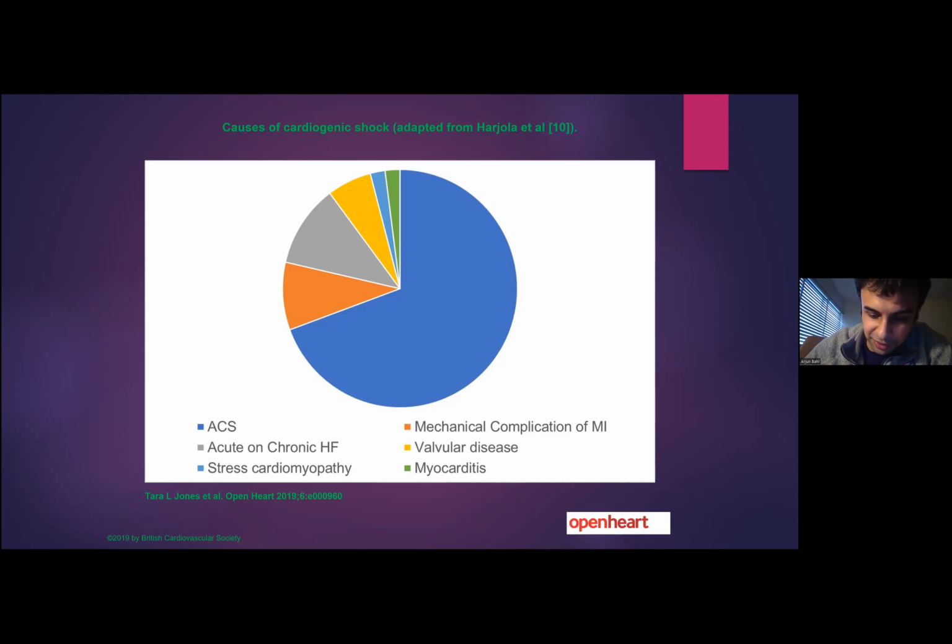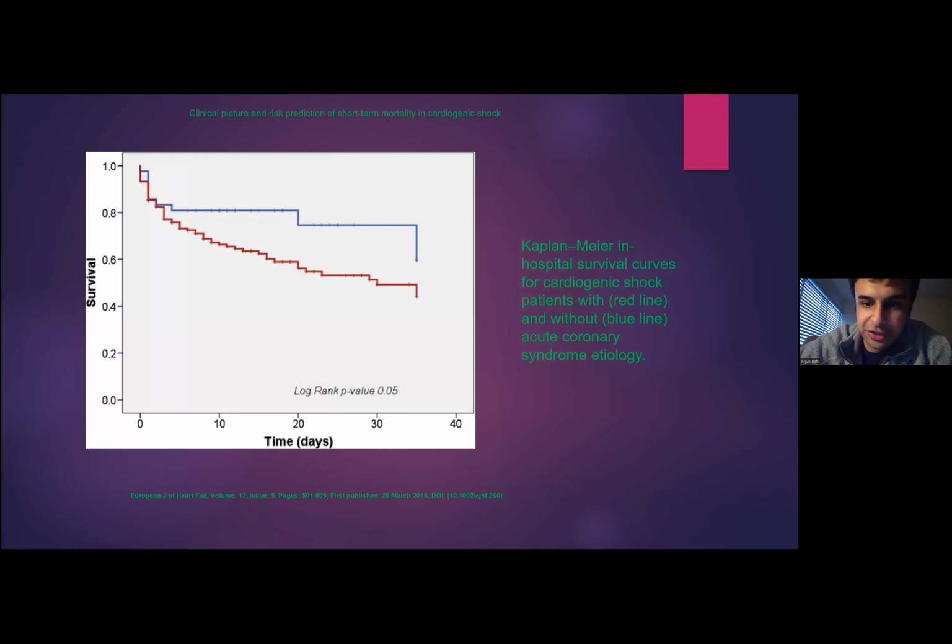The reason it's really important to know the epidemiology and figure out what's going on is because it will determine your next steps in the immediate phase. Cardiogenic shock from acute coronary syndrome has worse mortality than other causes. These are some Kaplan-Meier curves that show ACS versus other causes. The mortality for the past 20 years or so has been in the 40 to 60% range, and there really hasn't been a lot of improvement. I'll talk more about that in a few slides.